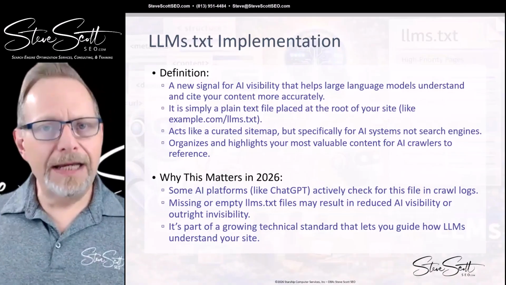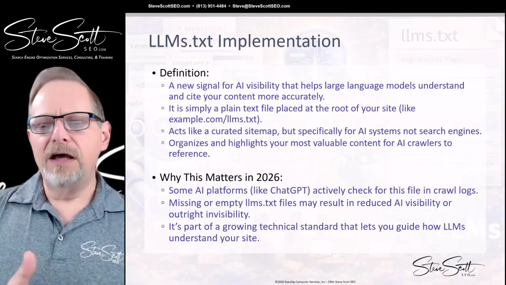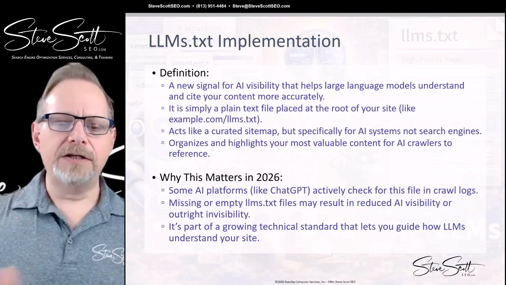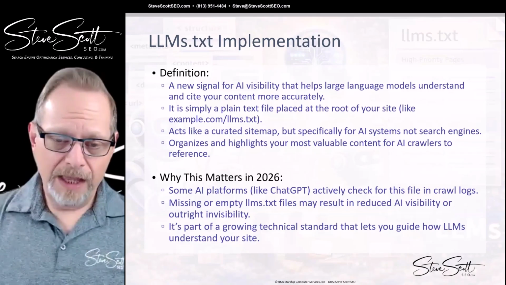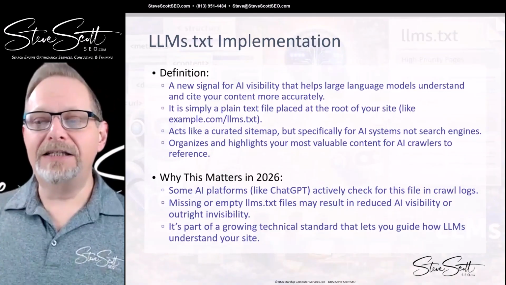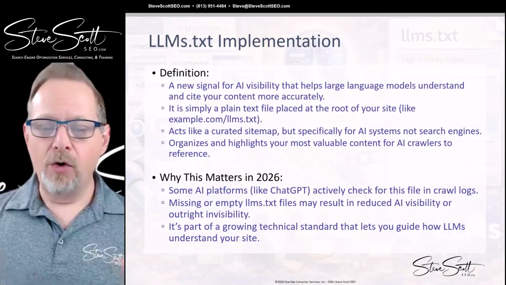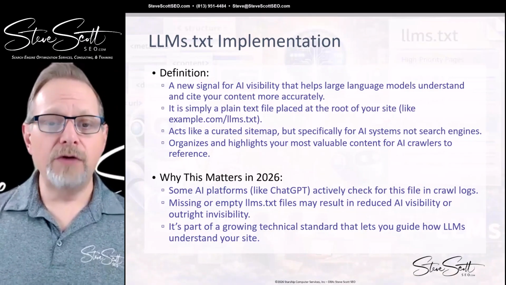It is simply a plain text file that's placed at the root of your site, just like this. You say example.com/llms.txt. It is called llms.txt. Okay. It acts sort of like a curated sitemap, but specifically for AI systems, not for search engines. And it organizes and highlights your most valuable content for AI crawlers to reference and understand.